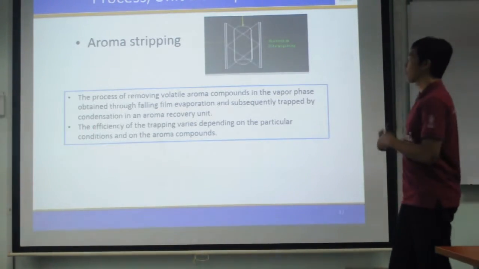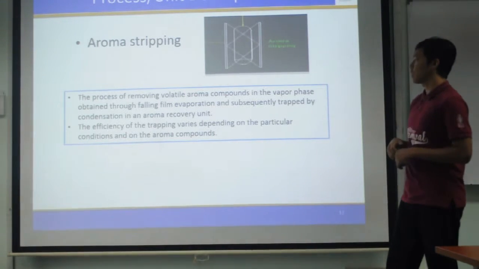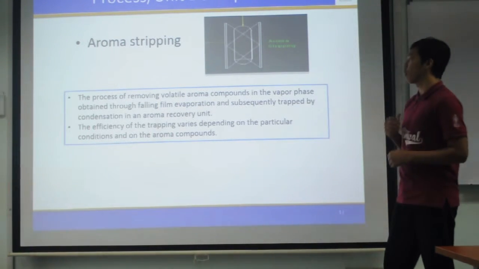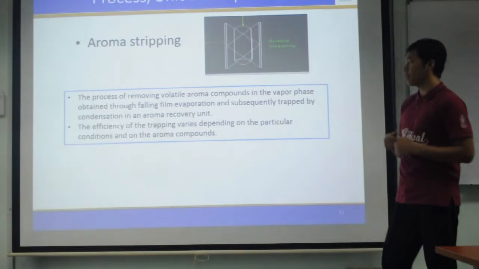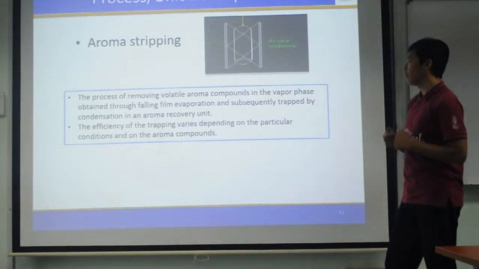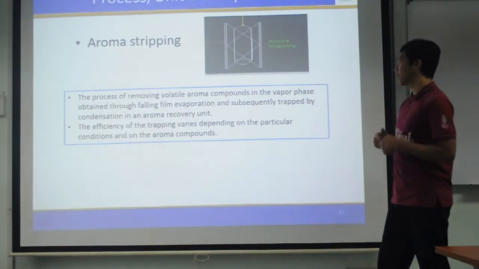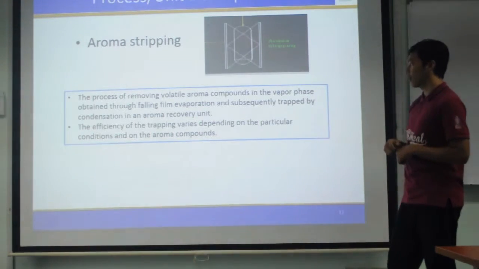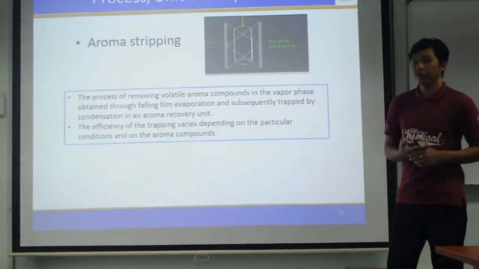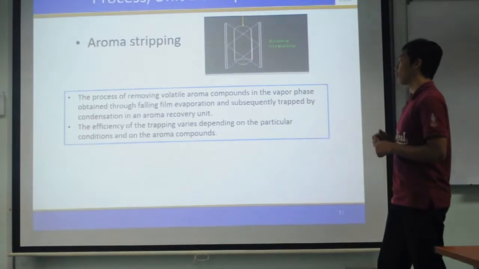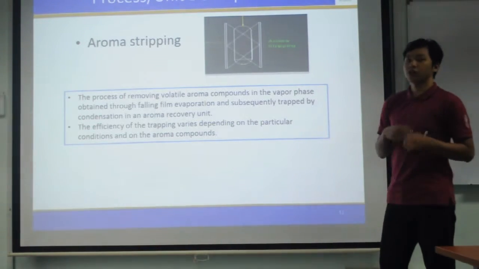So moving to the next process, aroma stripping. Basically, aroma stripping is the removing of volatile aroma compounds in the vapor phase obtained through a falling film evaporator and subsequently trapped by condensation in an aroma recovery unit. The efficiency of the stripping varies depending on the particular conditions and also the aroma compound.